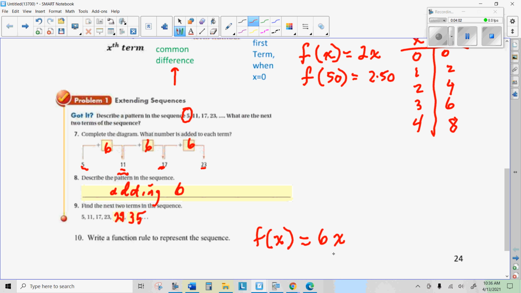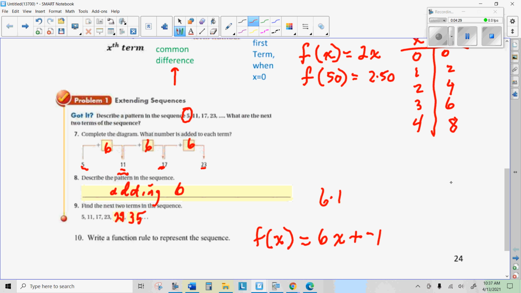Now, if I did 6 times 1, so my first term, I actually get 6. So I am going to have to fix that. I'm going to have a y-intercept here. And the y-intercept we want is actually the 0th term. So 6 times 1 is 6, plus what number would make it equal to 5? And that would be -1, or 6x minus 1.